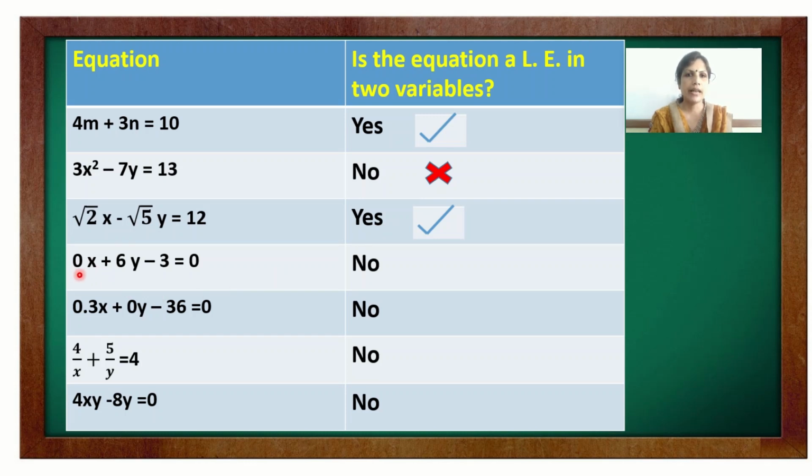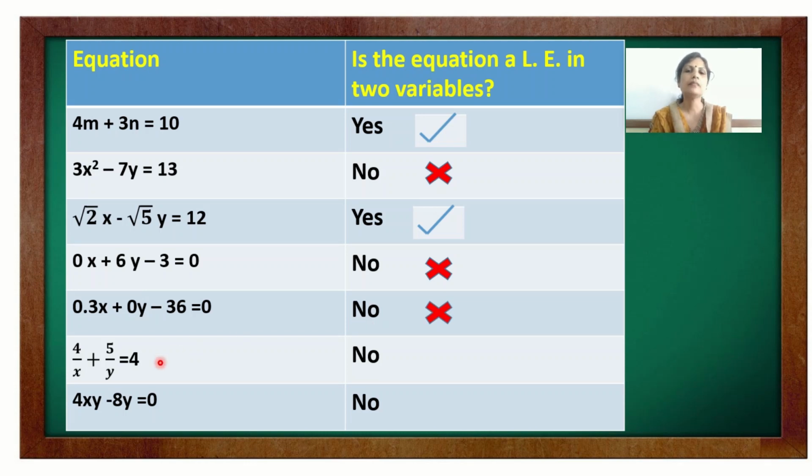Third is 0x plus 6y minus 3 is equal to 0. This is not a linear equation in two variables because the coefficient of x, that is the value of a, is 0. In our condition we have learned that a and b cannot be equal to 0, isn't it? So it is not a linear equation in two variables. Have a look at the next equation. 0.3x plus 0y minus 36 is equal to 0. Again, if you compare this with the standard form, the value of b is 0. So it is not a linear equation in two variables.